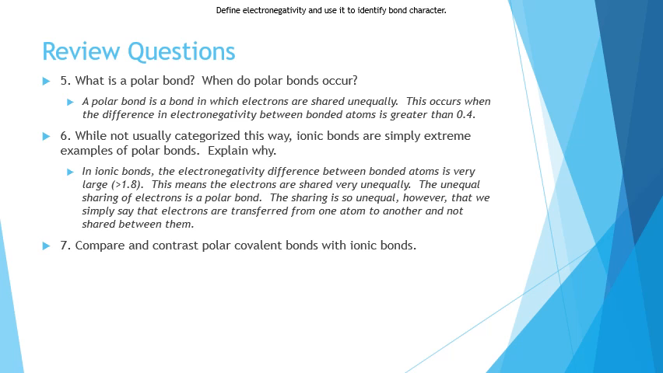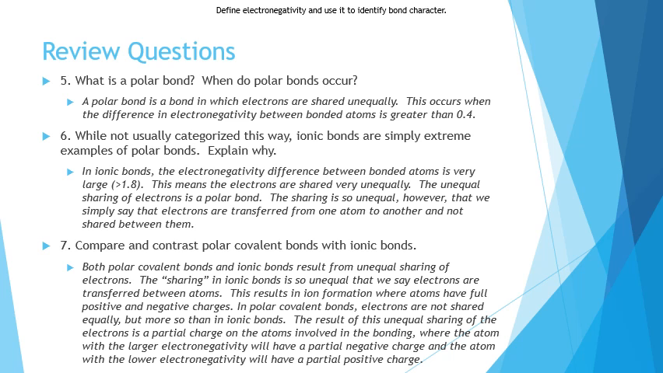Question 7. Compare and contrast polar covalent bonds with ionic bonds. So both polar covalent bonds and ionic bonds result from unequal sharing of electrons, kind of going back to that last question there. There's one atom that has a greater electronegativity than the other, so the electrons are not shared equally. However, the sharing in ionic bonds is so unequal that we simply say electrons are transferred from one atom to another. This results in ion formation, where if one atom gains an electron, it will now have a full negative charge. The atom that loses electrons will have a full positive charge.